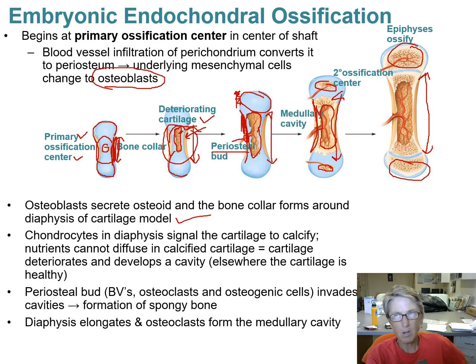If you're trying to break down the cartilage, then the chondroclasts will do that. If you're trying to break down bone, like in this part of the cartoon where it's bone and you're trying to hollow out that medullary cavity, then you'd use osteoclasts.